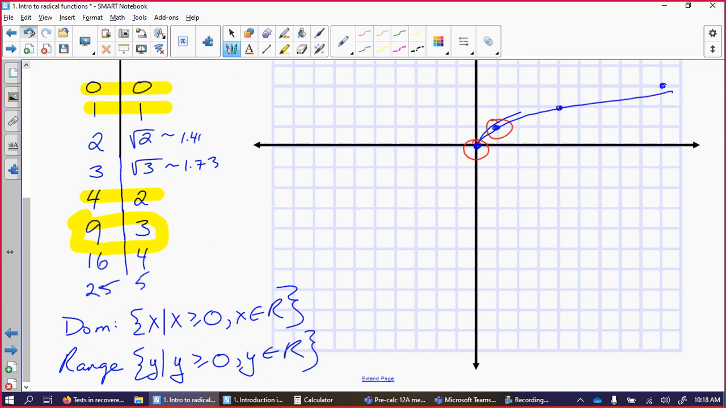Dang nabbit. I had an actual nice graph. Sorry. Someone should have said, hey, McKay, you can't count.